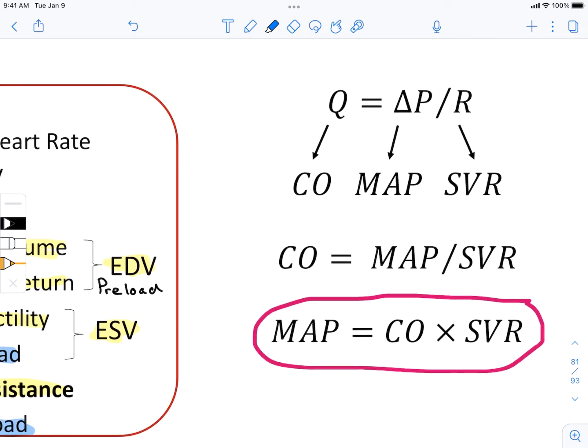What we're going to do is look at some equations that I've already taught you. The first equation is one you should be comfortable with: rate of flow, or flow rate, Q, is equal to delta P divided by R. And you'll recall again that R is proportional to 1 over the radius to the 4th power.